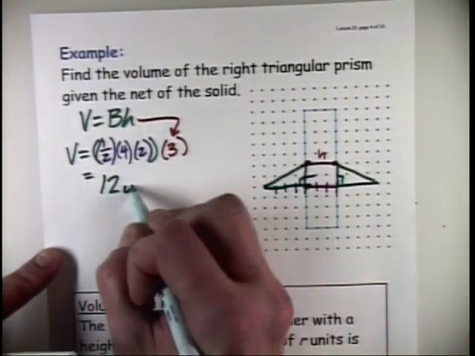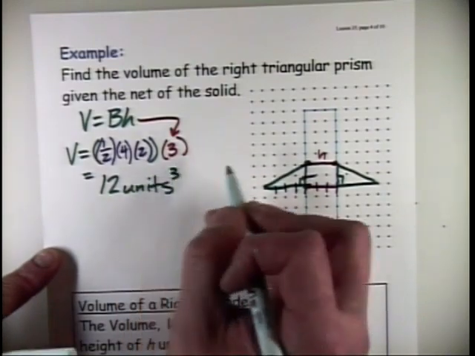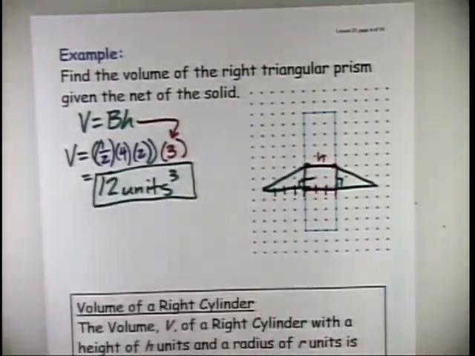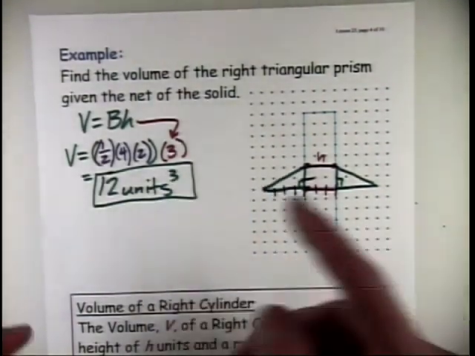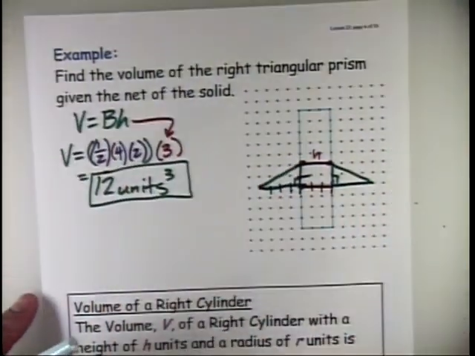And there's no units given, so I'm just going to put units cubed or cubic units just to show that I'm aware that it is, in fact, a volume. Okay, so prisms: area of the base, that's what big B is, times the height.